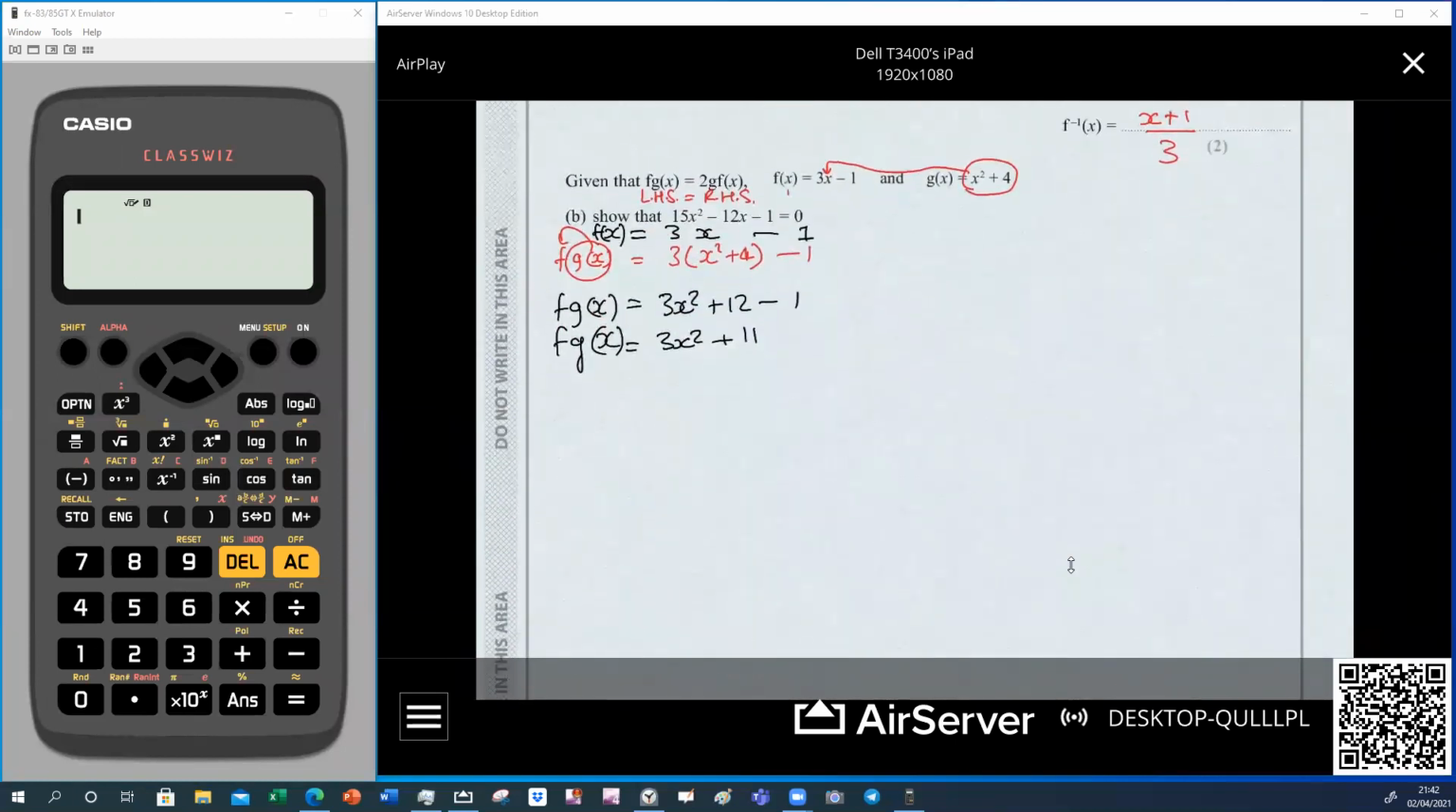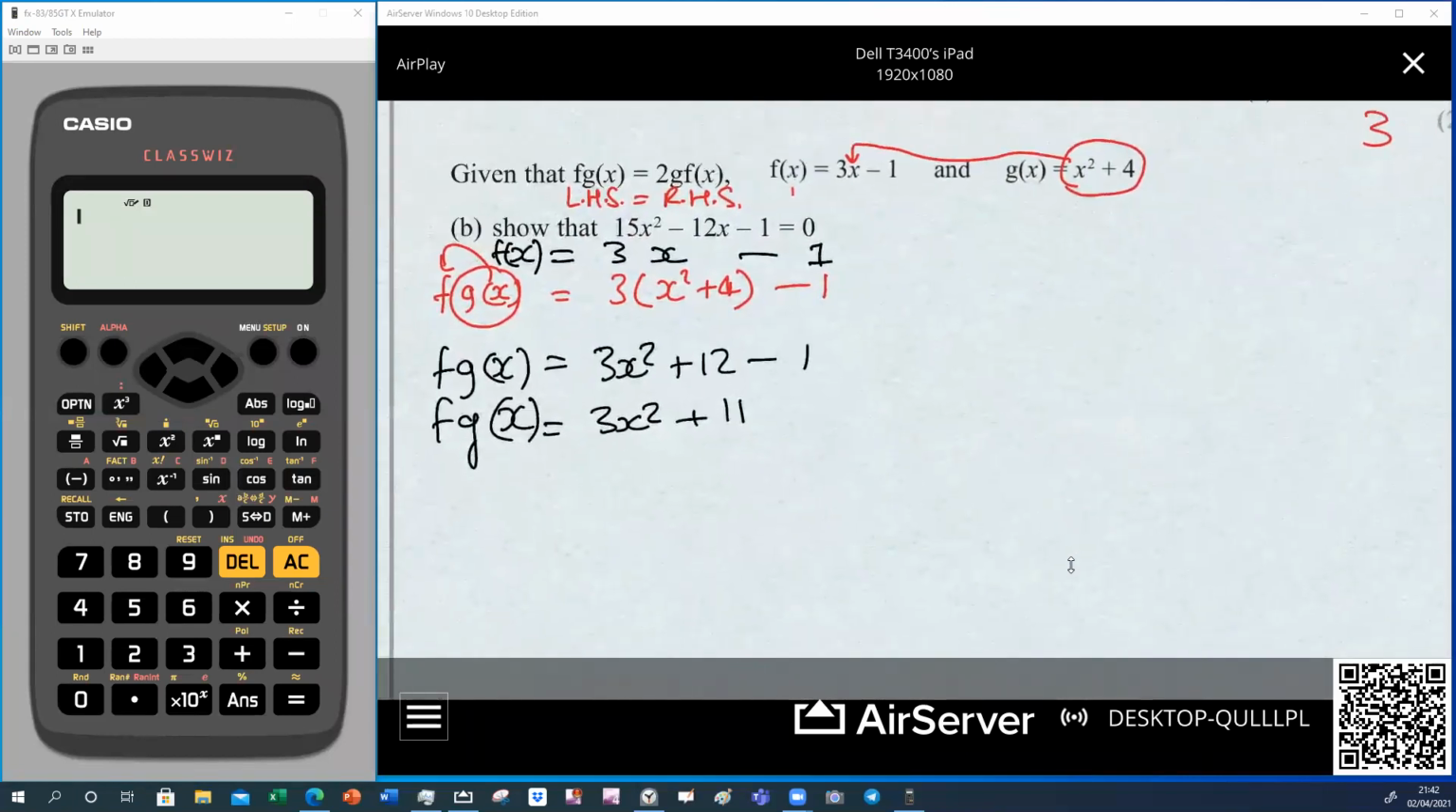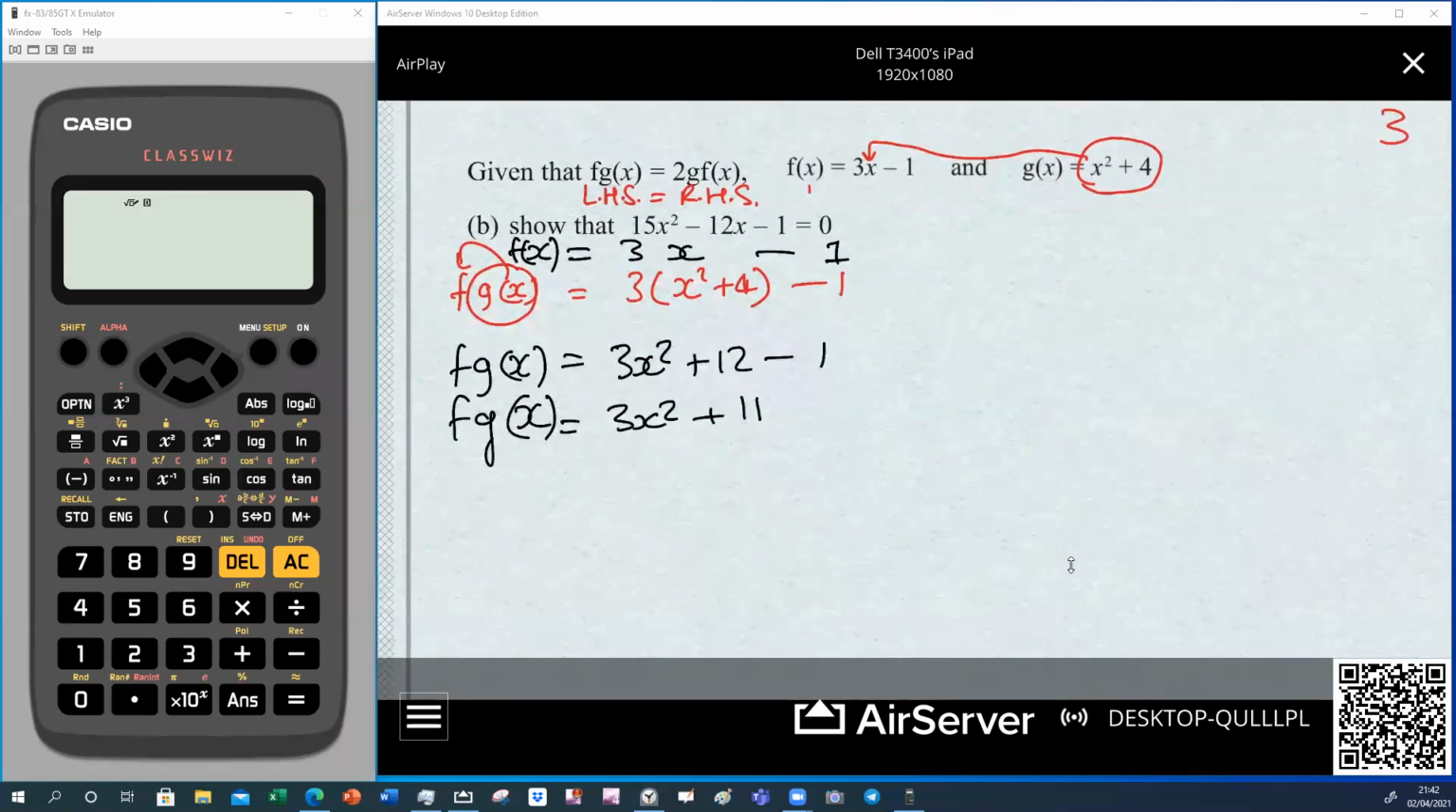The next one is: given that fg of x equals 2g f of x, we need to work out the left-hand side and the right-hand side of that identity they're giving us here. So this bit is always equal to this bit. So the fg of x we are doing right now over here, and that gives us 3x squared plus 11. Now we need to work out 2g f of x.